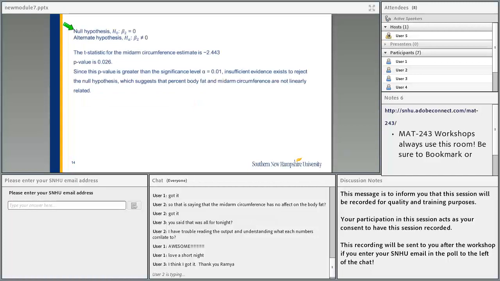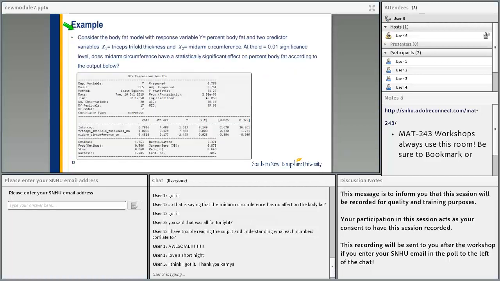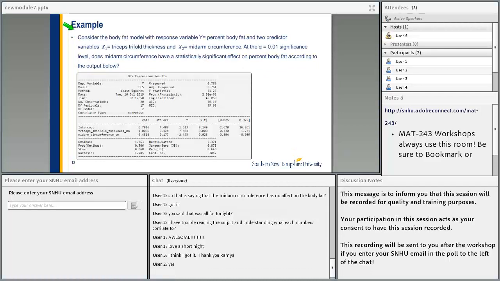Which output are you talking about? The previous one? Are you talking about this chart here? Okay.